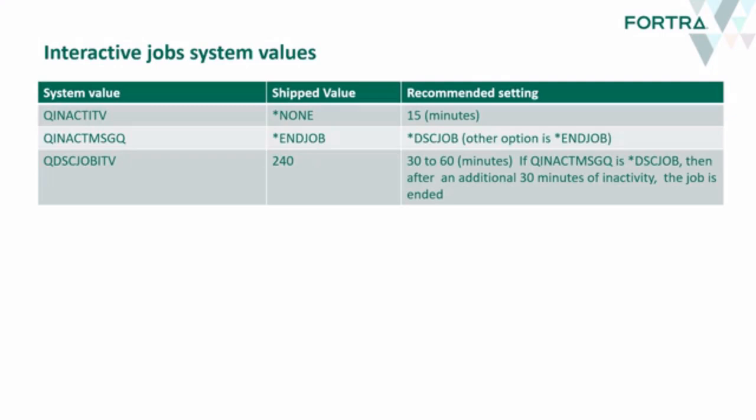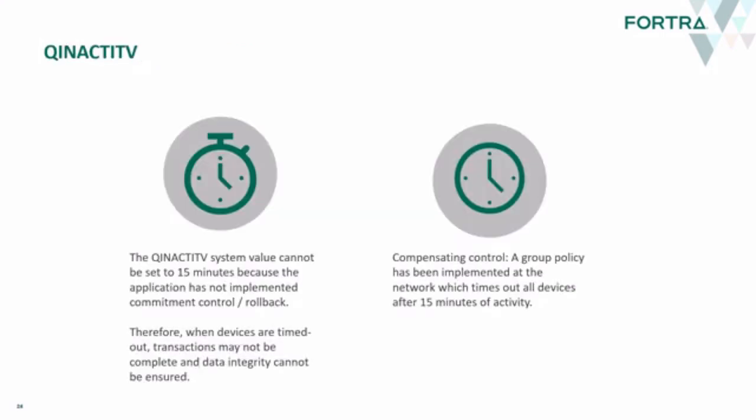Having that inactive message queue set up for disconnect job rather than end job can allow for more recoverable sessions if they come back within a certain amount of time. But also set that to less than the default that's shipped. They set it for 240 minutes, so 4 hours. Setting that to 30 or 60 minutes means that not only have they exceeded the inactivity timer, but they've also exceeded that disconnect timer.